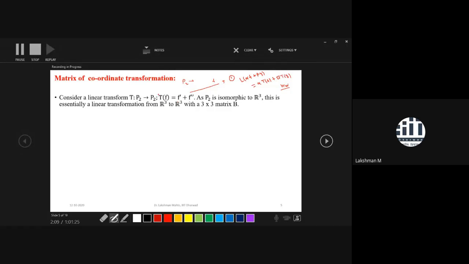Now again, what is the dimension of P2? Also we had seen that the dimension of P2 is 3. So that's why P2 is isomorphic to R3. Why? What is the dimension? P2 is a collection of polynomials of degree 2. That means if you take any element from P2, it will have the representation like this way: a plus bx plus cx square.